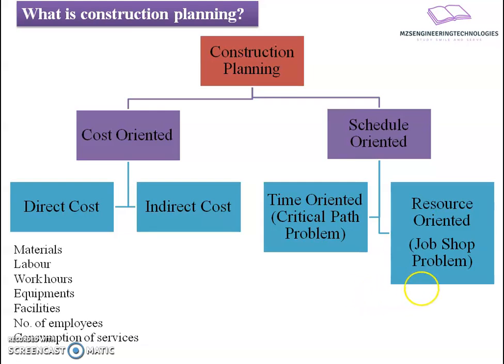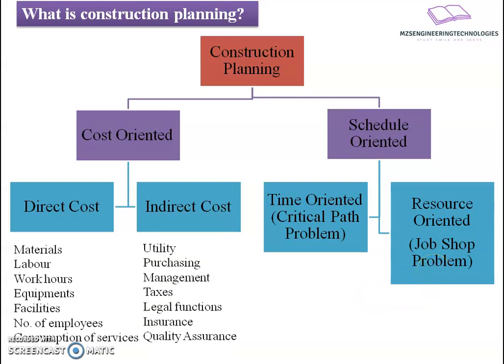Indirect cost is nothing but the associated costs which are expended over utility, purchasing, management, taxation, legal functioning, insurance, and quality assurance. This will not be directly viewed while projecting the total investment, but it can be seen intermediately. It may appear while sequencing the activities.